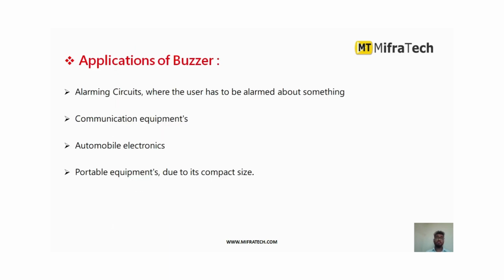So what are the different applications of the buzzer? You can use this buzzer in alarming circuits, whenever the user has to be alarmed about something, like whenever there is a gas leakage or any fire. At that condition we have to alert the person or the user. In those applications we can make use of this buzzer, and in communication equipments, automobile electronics or portable equipments, due to its compact size, we can make use of it in any different application also. So these are the different applications of the buzzer.